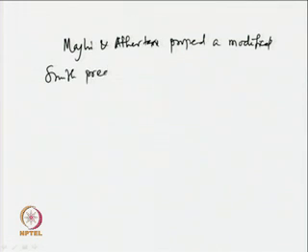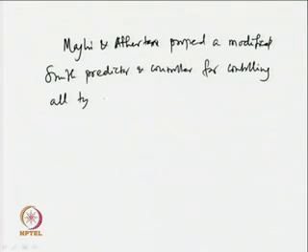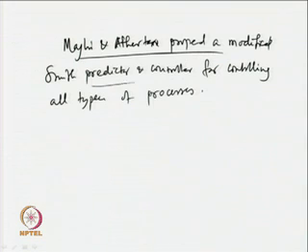Then came, based on the observation, Majhi and Atherton, who proposed a modified Smith predictor and controller for controlling not only integrating processes, but also unstable processes, for controlling all types of processes. So, the process could be stable, unstable or integrating, I do not mind. All types of processes with long dead time can be handled effectively with their modified Smith predictor and controller.